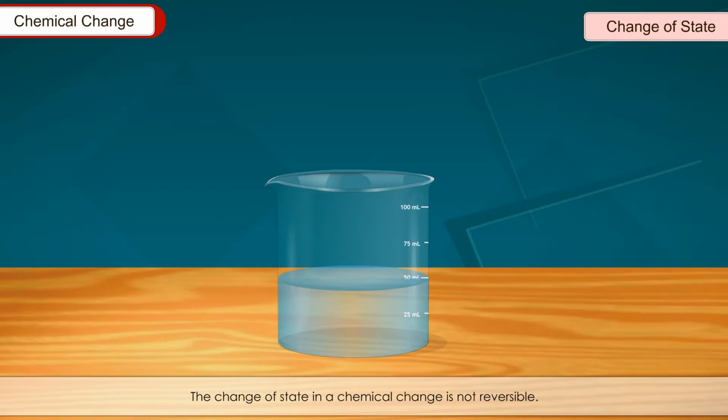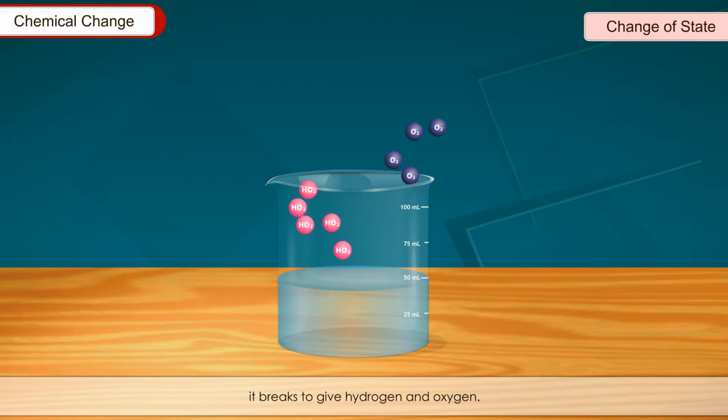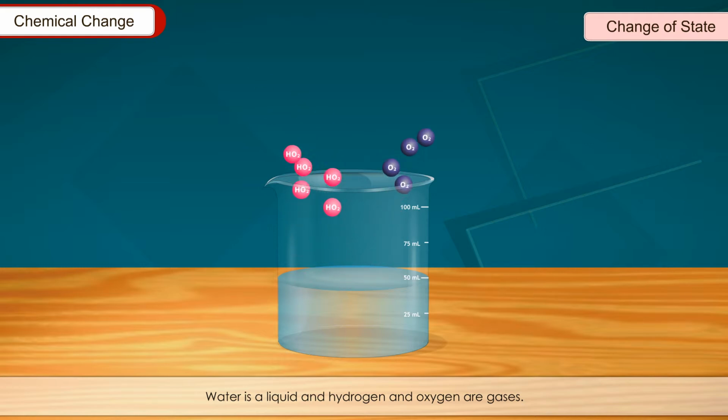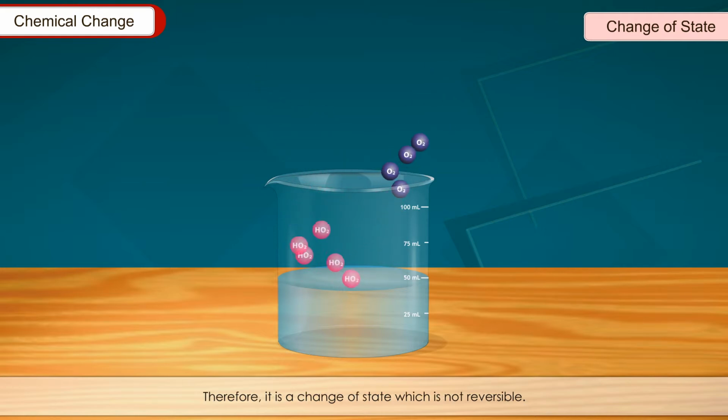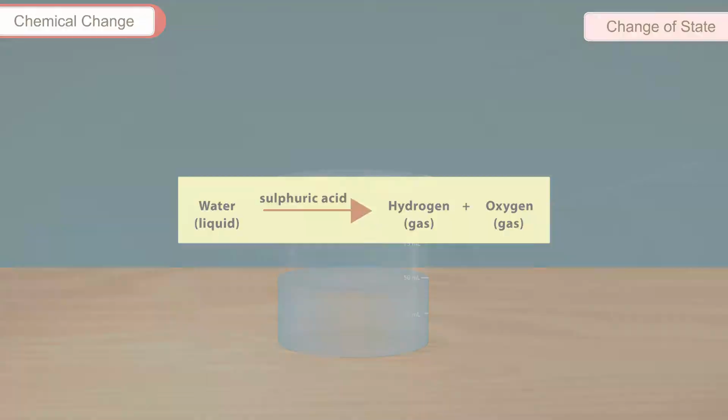Change of state. The change of state in a chemical change is not reversible. To find out the change of state in water, when electric current is passed through water acidified with a few drops of sulfuric acid, it breaks to give hydrogen and oxygen. Water is a liquid and hydrogen and oxygen are gases. Therefore, it is a change of state which is not reversible. Water, liquid, under the action of sulfuric acid gives hydrogen gas plus oxygen gas.